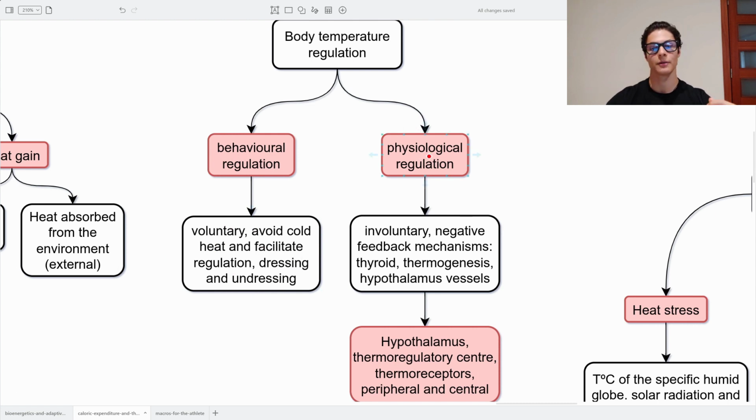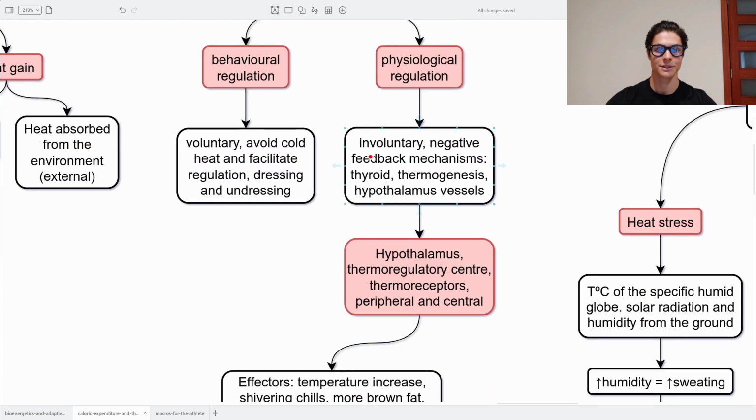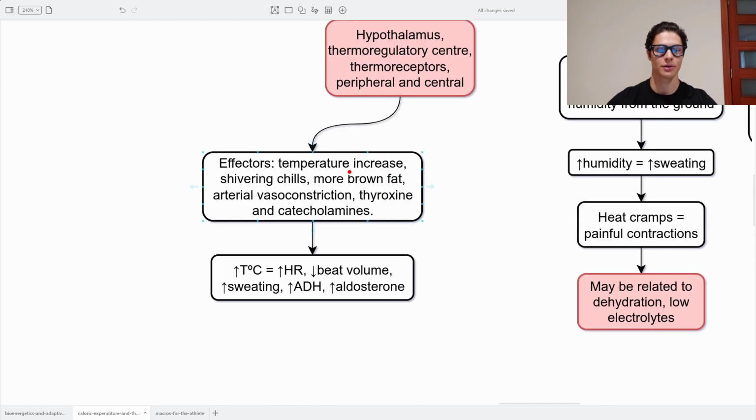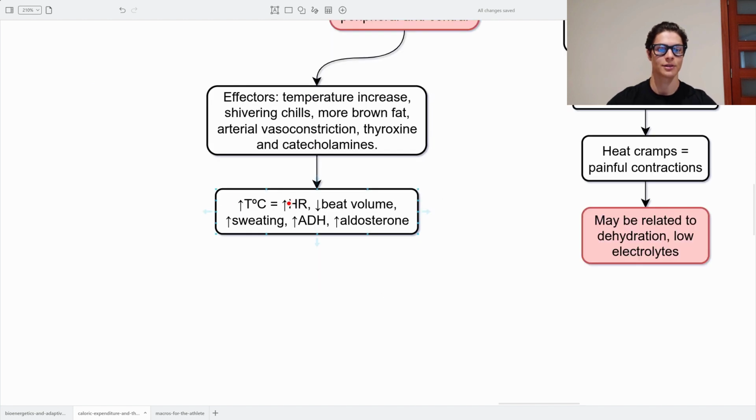And then we also have the physiological regulation. This is involuntary, and it has negative feedback mechanisms using thyroid, thermogenesis, hypothalamus, and vessel. Here we have to mention the hypothalamus, which is the thermoregulatory center, and it uses peripheral and central thermoreceptors. So the effectors are the temperature increase, the shivering chills, more brown fat, as I said, arterial vasoconstriction, thyroxine, and catecholamine. Higher temperature is correlated with higher heart rate and lower beat volume.